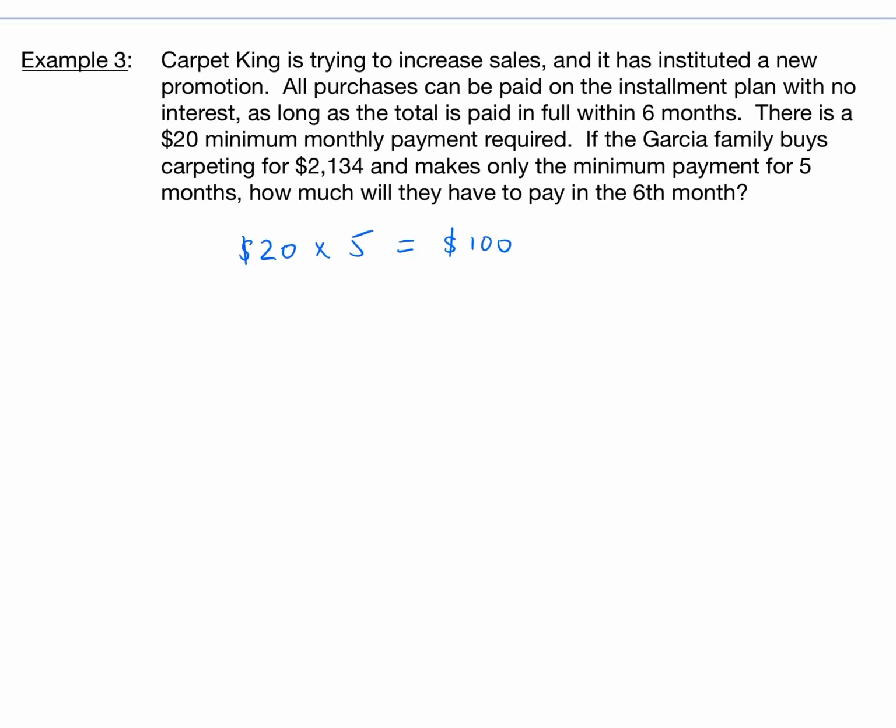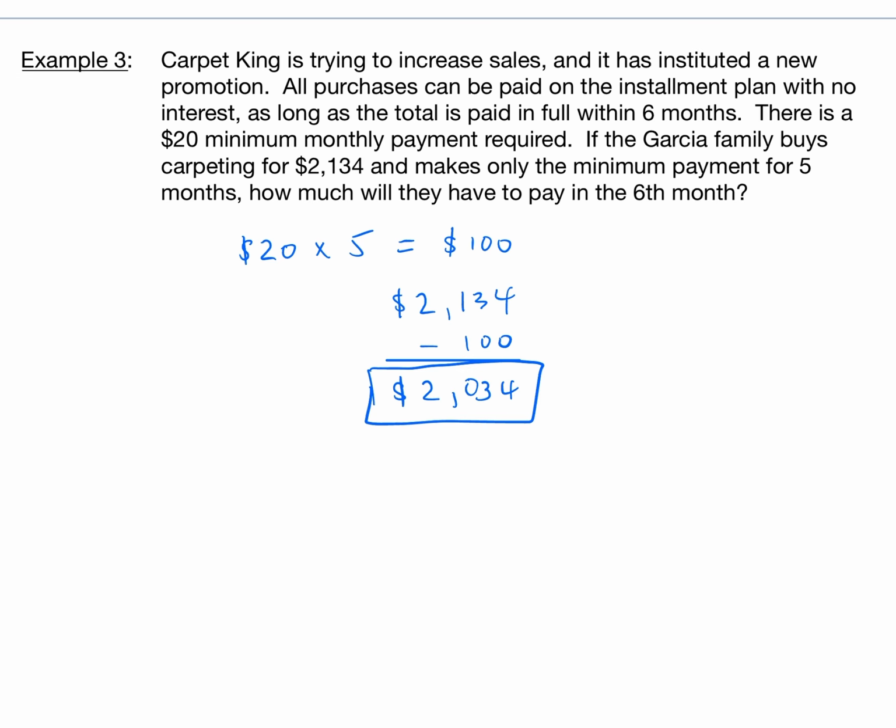Okay, so now we're going to need to take $2,134 and subtract the $100 that they will have paid in the first 5 months. Okay, and this will work out to $2,034, which is what they will have to pay in month 6 to avoid finance charges.